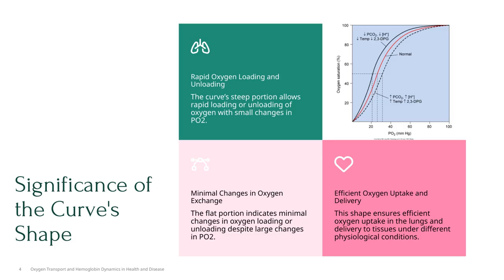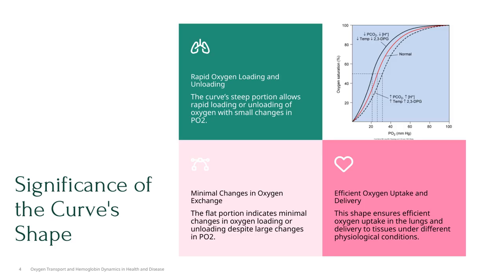Now, if we look at the flat part of the curve, it shows us that even large changes in PO2 result in minimal changes in oxygen loading or unloading. This stability is crucial because it ensures that oxygen delivery remains consistent despite fluctuations in oxygen levels. Finally, the overall shape of this curve is key to its function. It allows for efficient oxygen uptake in the lungs, where PO2 is high, and effective delivery to tissues, even when oxygen levels are lower. This design helps the body maintain proper oxygenation under different physiological conditions, highlighting the importance of hemoglobin's dynamic behavior.